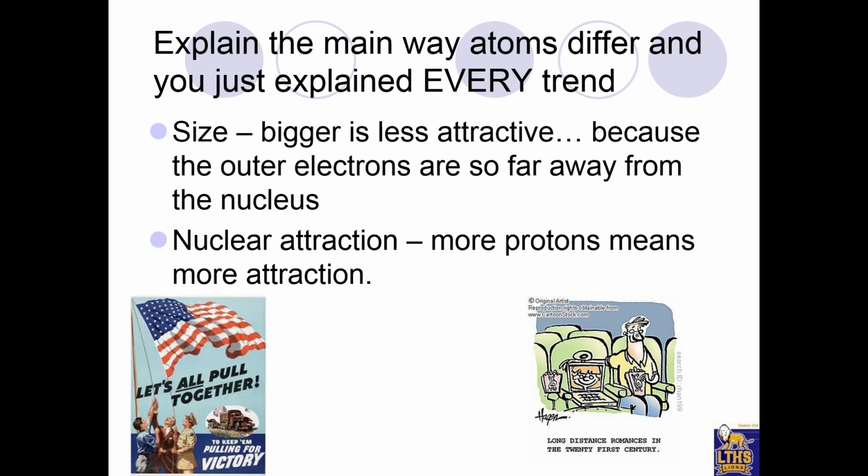All right, explain the main way atoms differ, which covers every trend. What do I mean? We know that atoms get bigger going down and smaller going across. That's because nuclear pull on the outer electrons gets stronger as you go across, because they're going in the same energy level. Nuclear pull gets weaker on the outer electrons as atoms get bigger because the energy levels are further from the nucleus. Nuclear attraction means more protons, means more attraction. But the further the electrons are from the nucleus, the harder it is to attract them, especially if it's starting a new energy level. So nuclear pull, let's all pull together. And long distance relationships are tough between a nucleus and an electron on the outskirts.